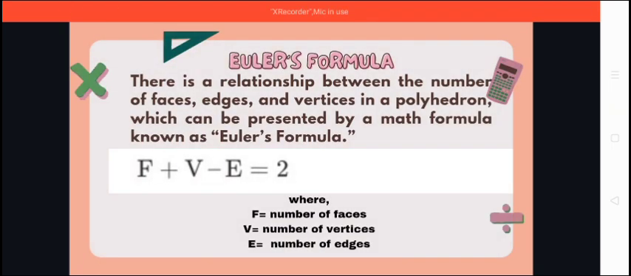So let's proceed to Euler's formula. Polyhedrons and Euler's formula are interconnected. There is a relationship between the number of faces, edges, and vertices in a polyhedron, which can be represented by a math formula known as Euler's formula. Here is Euler's formula: F, which is the faces, plus V, which is the vertices, minus E, which is the edges, equals 2.